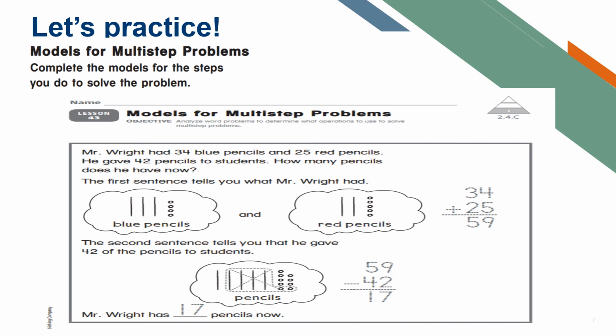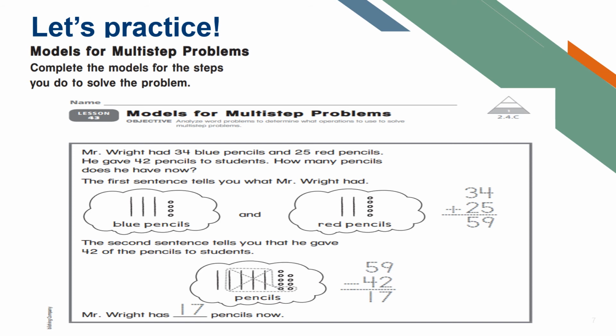3 plus 2 gives me 5. So we know he had 59 pencils altogether. But then the second part tells us he gave 42 pencils to students. So then let's look at the little drawing.